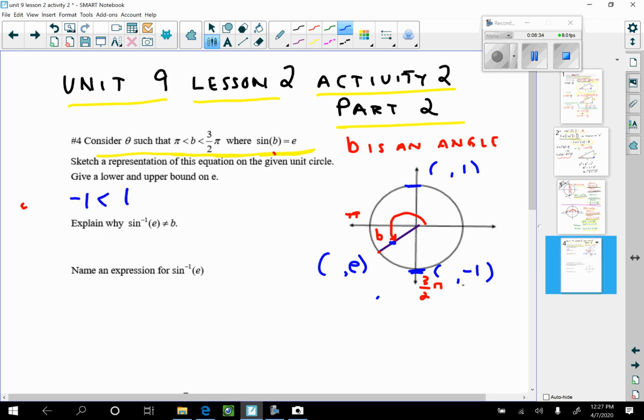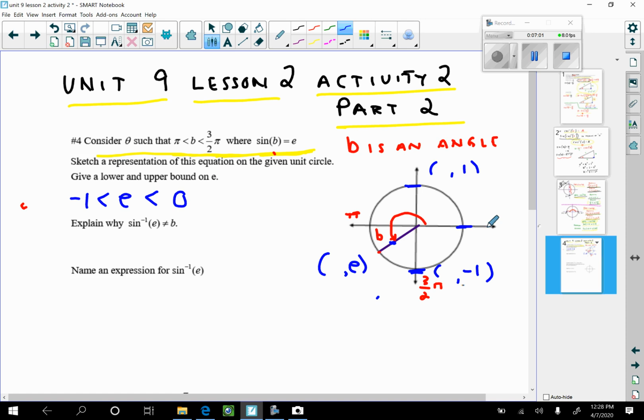It's got to be greater than -1, but it's also going to be less than 0. Sorry, this is E. E is between -1 and 0. So that's my lower and upper bound on E, because E is between -1 and 0 right here. This is Y equal to 0.